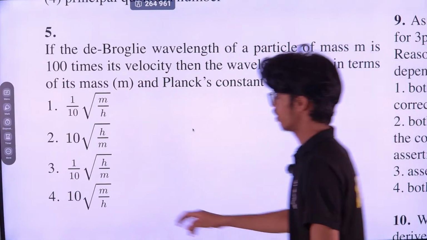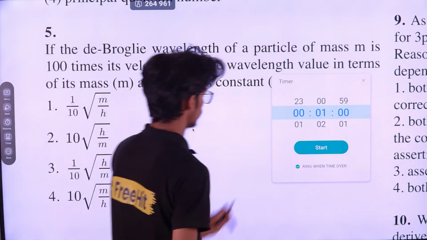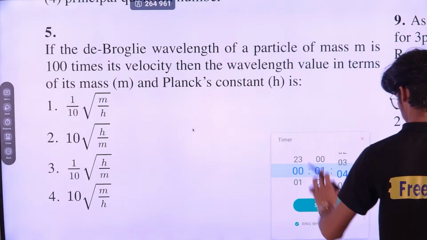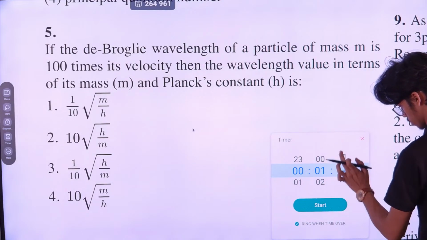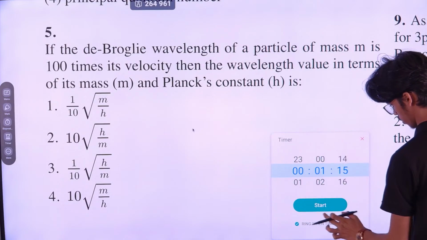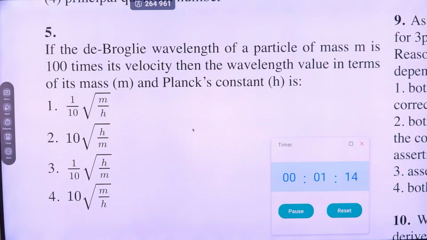Okay, set a timer for this question. Okay, I should give you just this time. Okay, good. Now start the question. Let's see who has answered. Fourth, okay, fourth you have answered. Shraddha, you have answered option number 2, which is not correct. Try to check your answer.